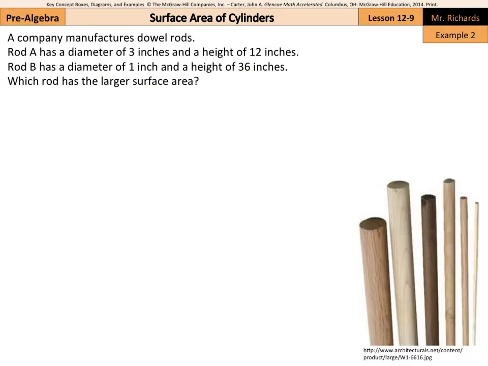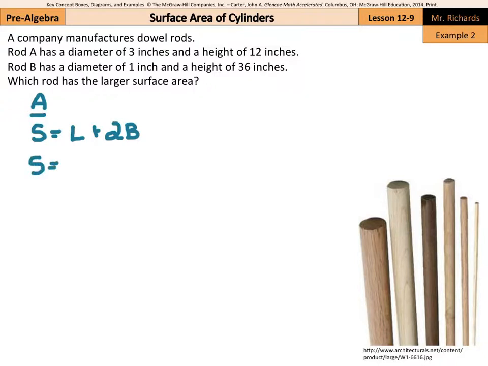In our last example of the lesson, a company manufactures dowel rods, and we have a picture of what a dowel rod is. Rod A has a diameter of 3 inches and a height of 12 inches. Rod B has a diameter of 1 inch and a height of 36 inches. Which rod has the larger surface area? Well, let's solve Rod A first. Surface area, so we're going to go straight to surface area, is equal to the lateral area plus 2 of the bases.